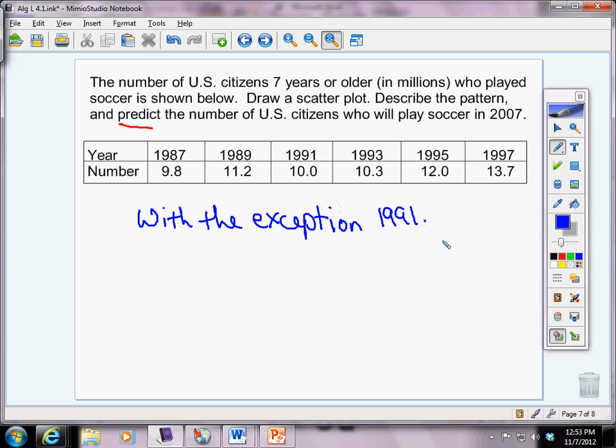With the exception of 1991, participation, again, apologize, I'm writing so sloppy, increased every year. That would be one conclusion, one thing we could say with the pattern. So with the exception of 1991, participation increased every year. Even though here didn't jump as high as this one, it still increased.